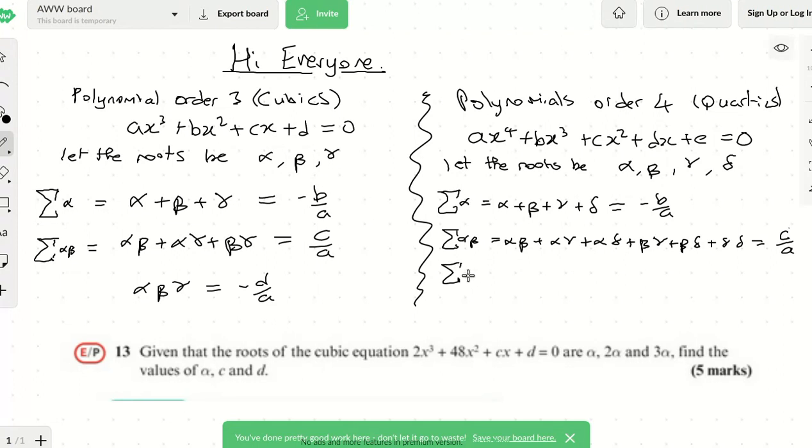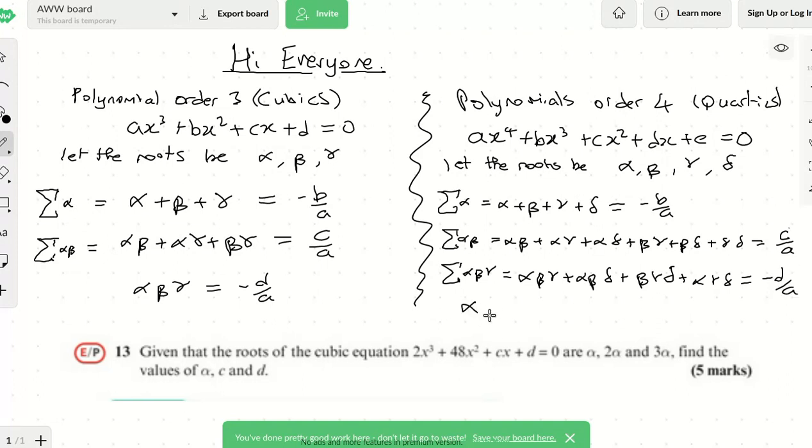Now, what comes next? The triples, alpha, beta, gamma. No, you don't get this in the formula book. I know what you're thinking. Did we get this in the formula book? No. Well, remember, when you're doing these ones, you should be missing out one letter each time, so there should be 4 of them. Alpha, beta, gamma, plus alpha, beta, delta, plus beta, gamma, delta, plus, which one have I missed out? Alpha, gamma, delta. There we go. That equals minus D over A. These are the important results at the end.